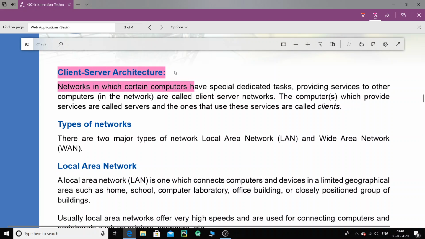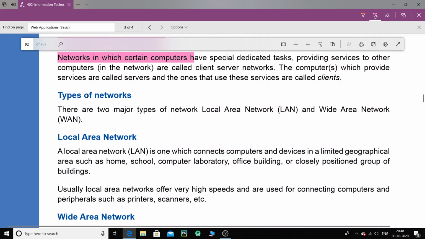Peer to peer, and then the most important is the client-server architecture, and this is the architecture that we are using, client and server. Whenever you try to access any website or any YouTube channel, you are the client, and the source from where the data comes is called the server. So it is a network in which certain computers have special dedicated tasks, like providing services to other computers. Like when you try to access a website, you are the client, and the source that is providing you the website or the data of that website is the server.